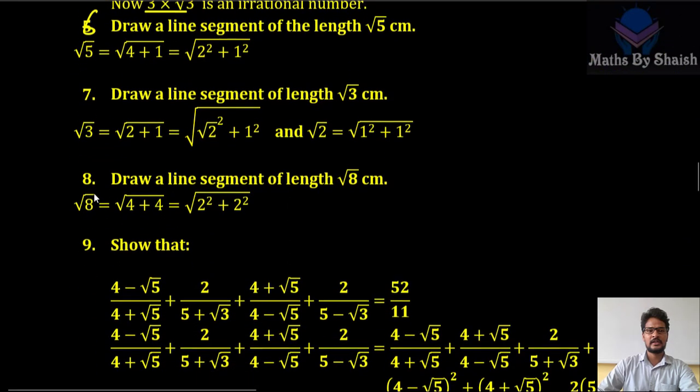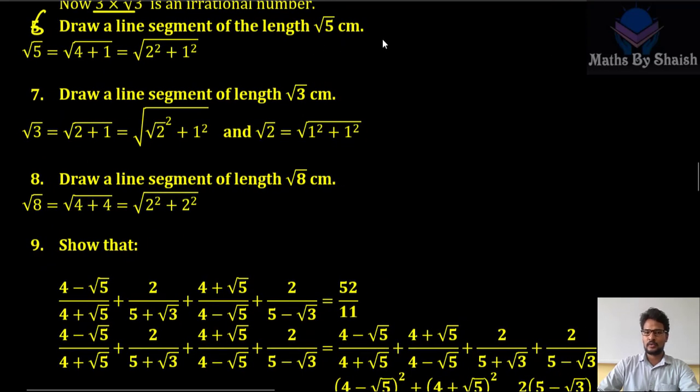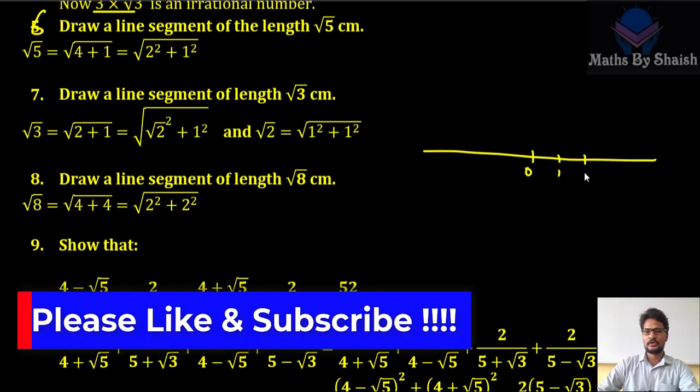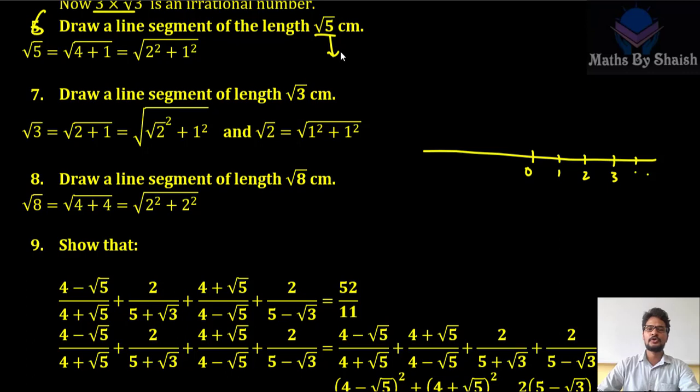Yeah, so in the 6th, 7th, 8th questions, we need to draw a line segment of length √5. In these types of questions, we draw a line segment, mark the points 0, 1, 2, 3, and so on, and then we write 5 as a sum of two square numbers. Like here I have written 5 as 4 plus 1. So 4 plus 1 can be written as 2 square plus 1 square.